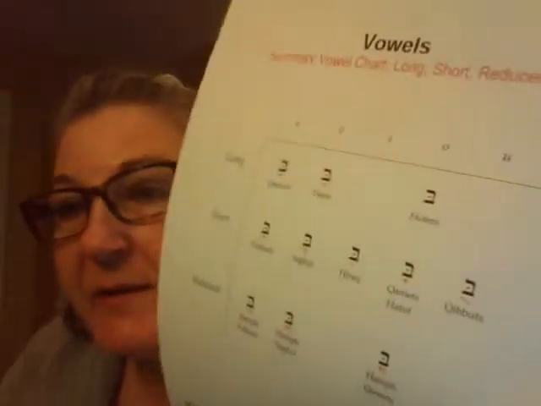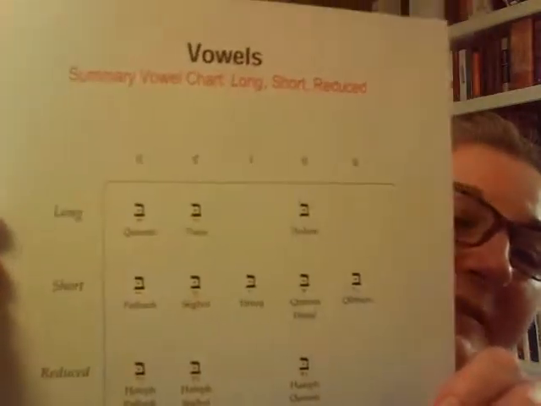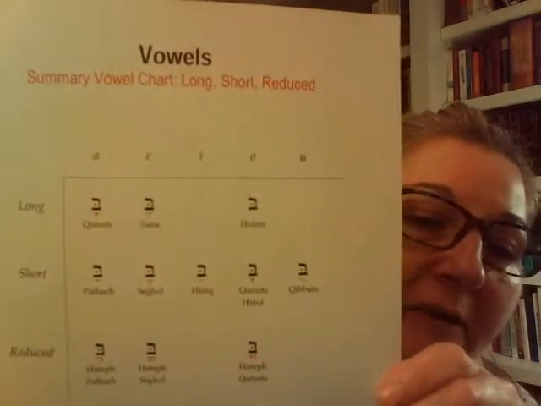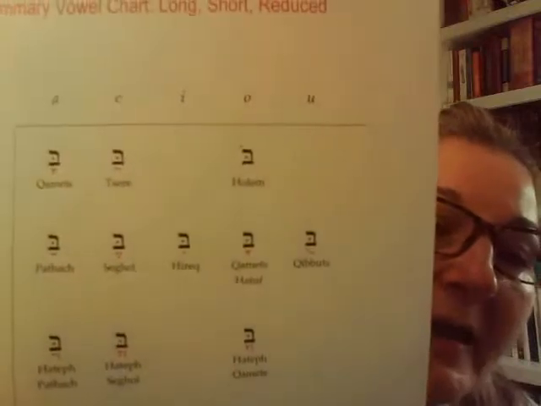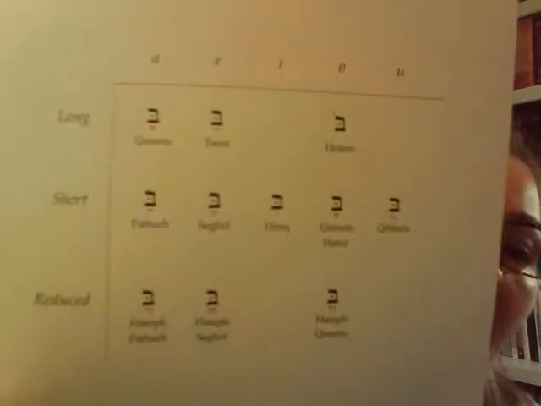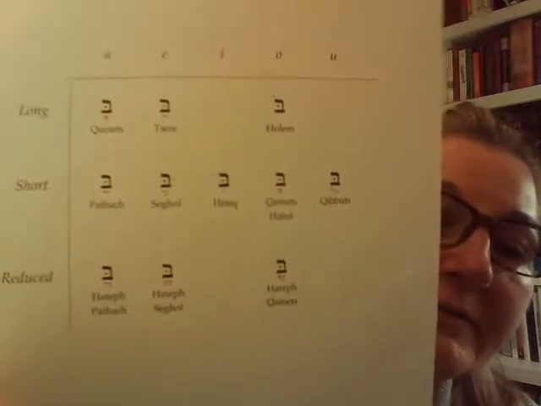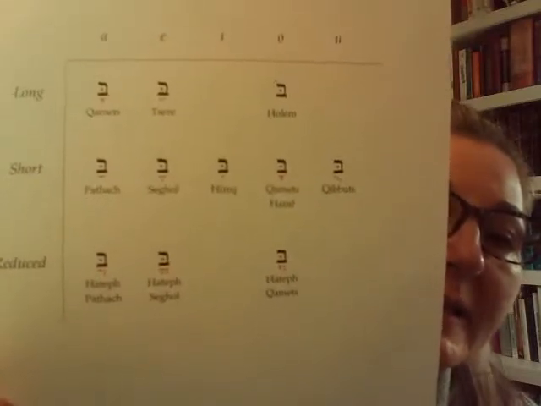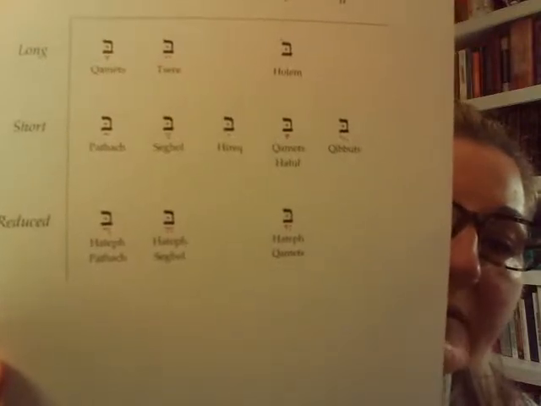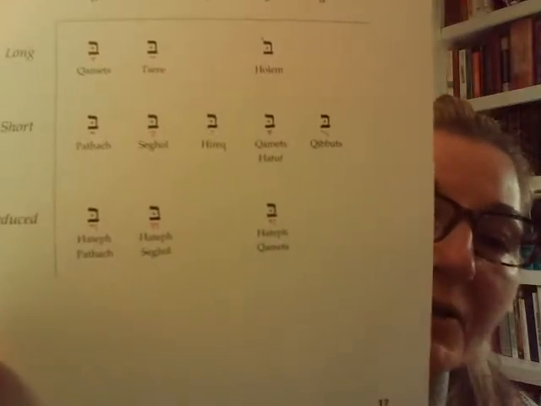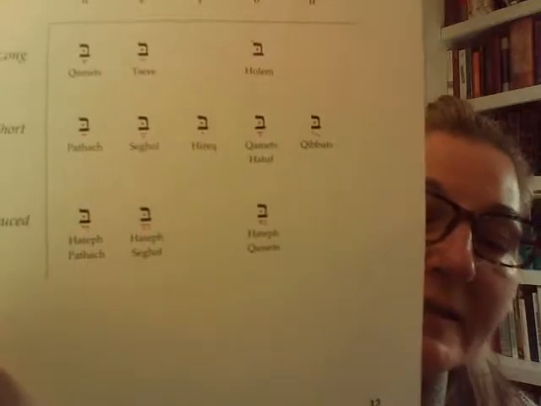Now, here's a summary chart that helps a little bit. Let's see if I can make my screen bigger here. There we go. That helps me tremendously. It doesn't do a thing for you. The summary of the vowel chart. You have your long vowels, your komets, tsere, and your holem. You have your short, your patach, segol, hirik, komets hatuf, and your kibbutz. And then here you have your reduced, your hatef patach, hatef segol, and hatef komets.